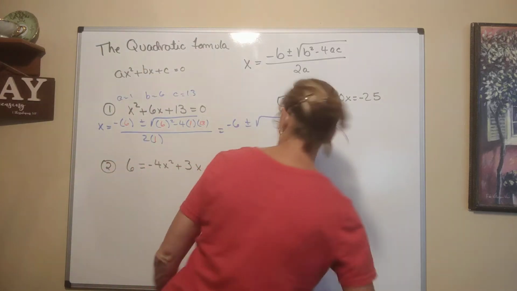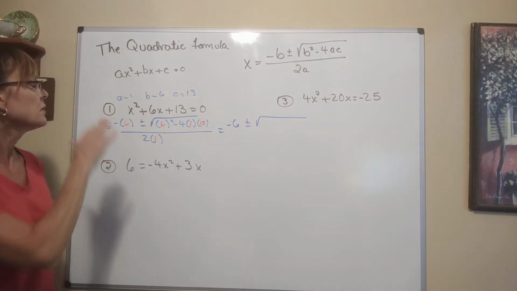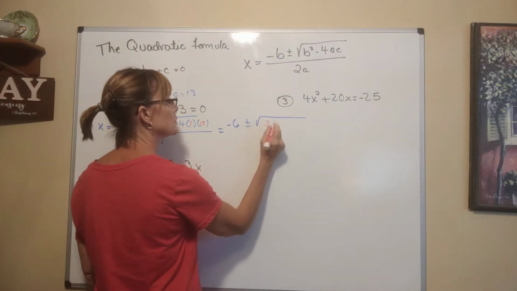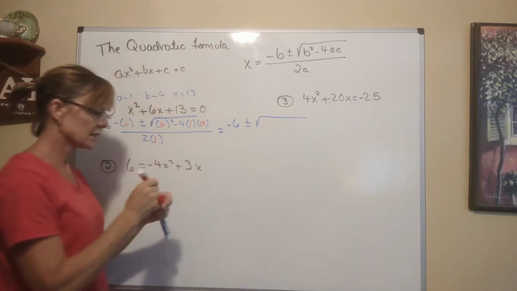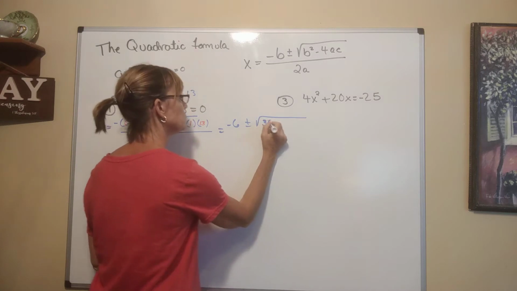Okay, so let me get that off the board so we have room for the rest of this. Negative b plus or minus the square root of b squared, 36. Oops, I didn't mean to change colors there. 36.